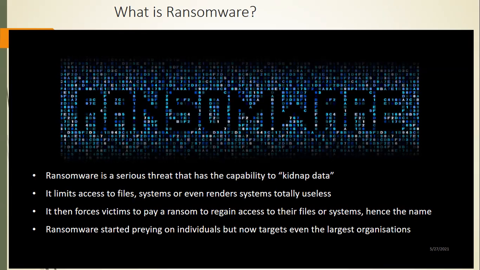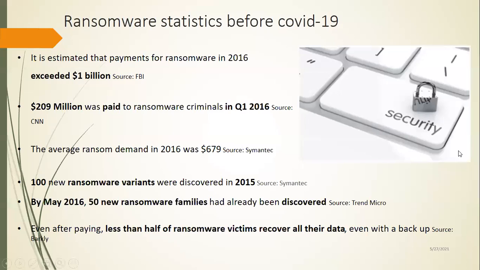They started preying on individuals, but now target even the largest organizations. One of the things that we are taught in information security is that the most important thing in an organization is data. Without the data, there is no work. There are no clients, no shareholders, no offices. Data is what runs the organization. Without that, you have nothing basically. And if the data is not protected, ransomware is what will happen. This is an effect of that happening.